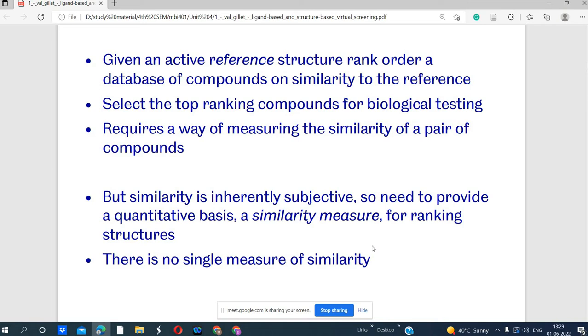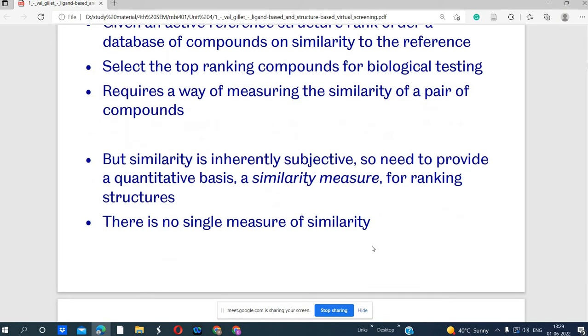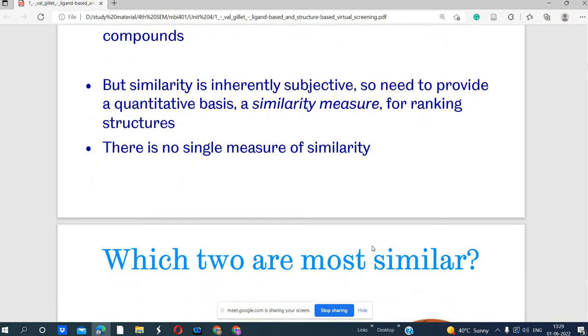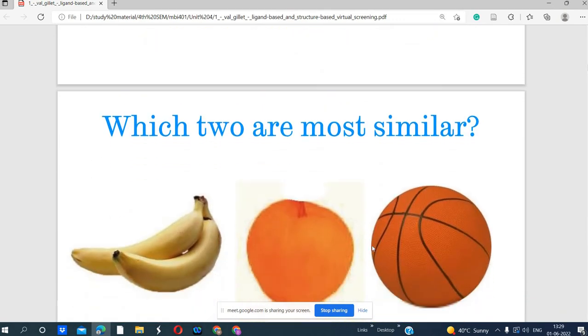On that basis we can rank them, using a similarity measure for ranking structures. There is no single measure of similarity. For similarity, we take the structure into consideration. That is important. Atomic position is important.